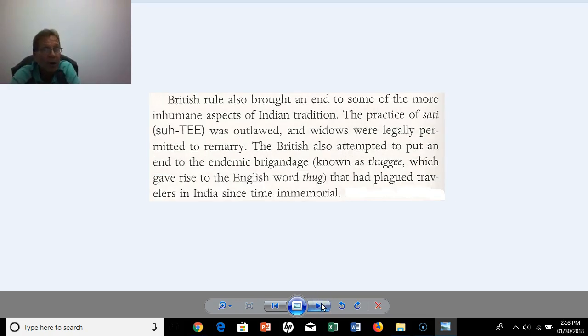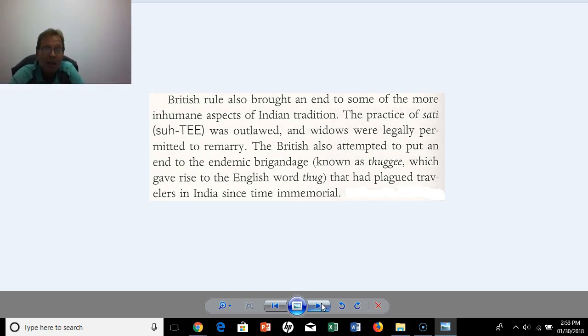British rule also brought an end to some of the more inhumane aspects of Indian tradition. The practice of sati was outlawed, and widows were legally permitted to remarry, as you'll recall. Sati was where a widow would throw herself on the funeral pyre, because Hindus like to use cremation at the end of life. The widow was expected to end her life too by throwing herself on the fire.